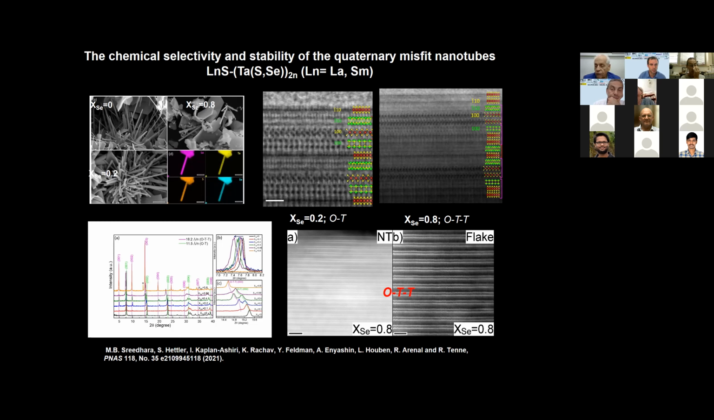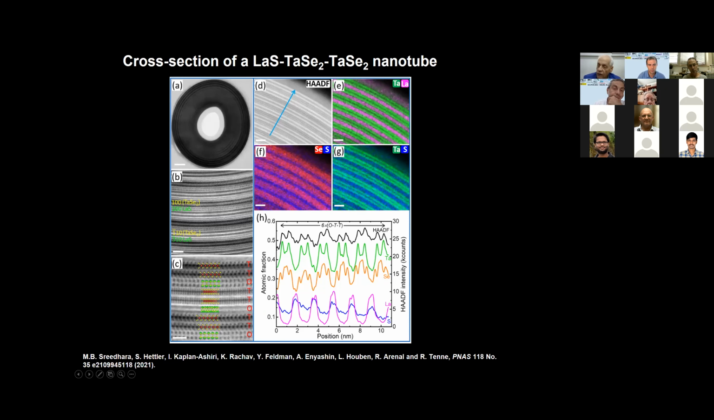And if we went from 0.2 selenium to 0.8 selenium, we could see that they modify their structure completely. Instead of having lanthanum sulfide and tantalum diselenide, they went to samarium sulfide and 2 layers of tantalum disulfide. And this is clearly seen here. And this is even clearer in this bisection or lamella, which shows you the beautiful structure of the tantalum disulfide, lanthanum sulfide, and so repeatedly.